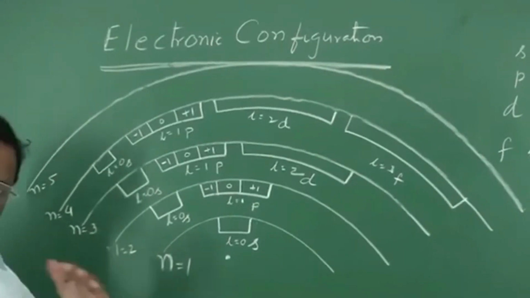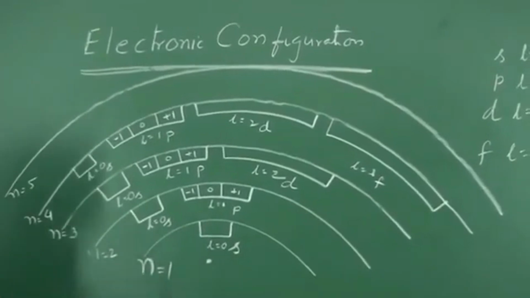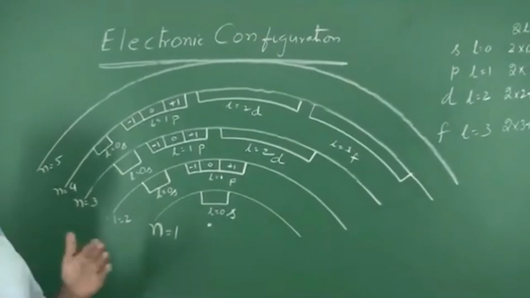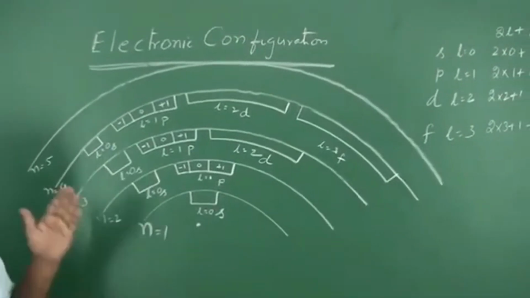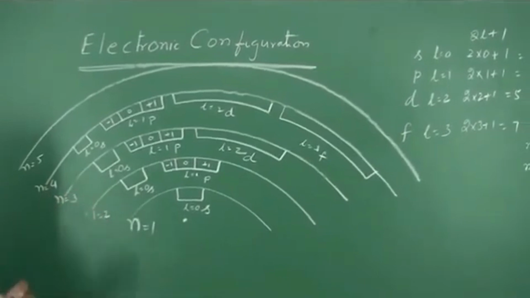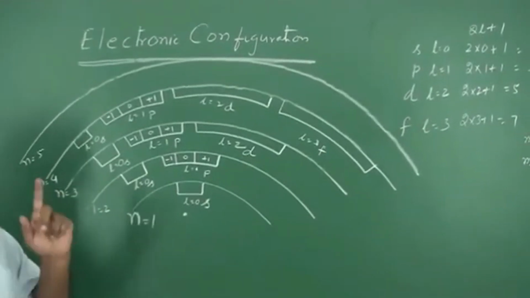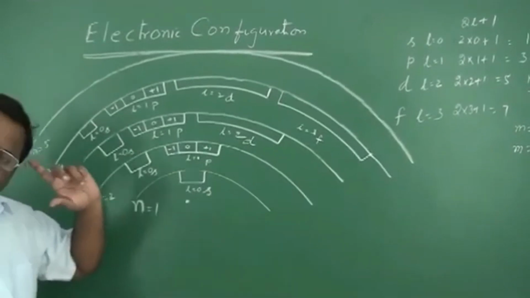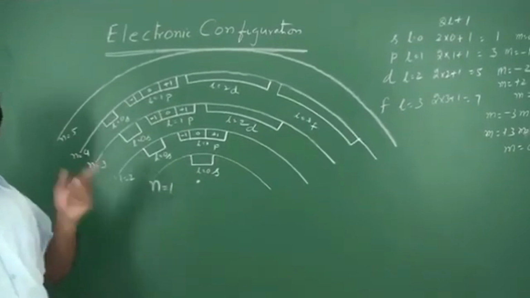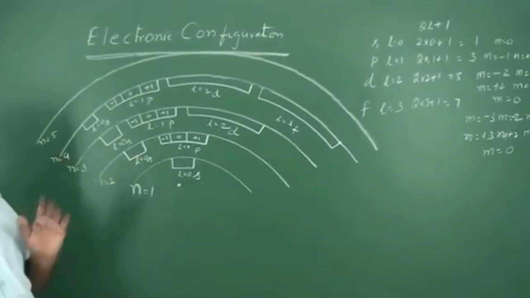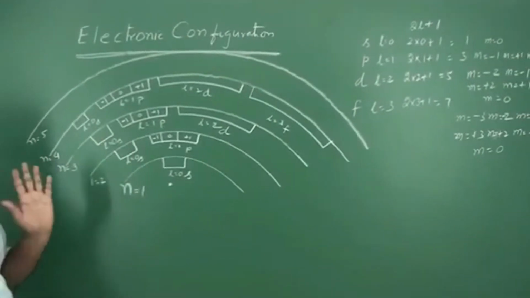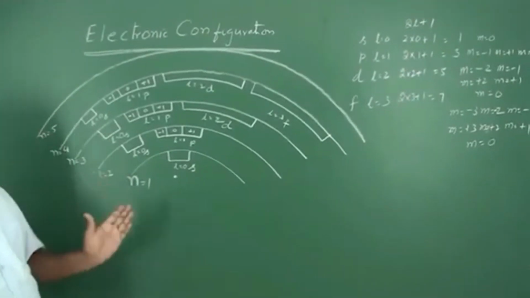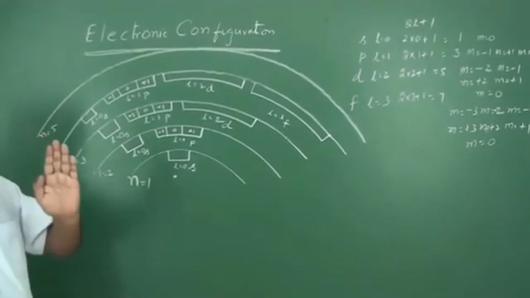So whether it is the 2p orbital, 3p, 4p, 5p or 6p, whatever the n value may be, all p sub-energy levels will have 3 orbitals, and their M values are minus 1, plus 1 and 0. The M values are from minus L to plus L, including 0.